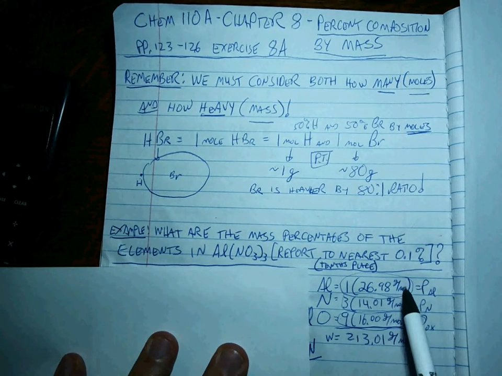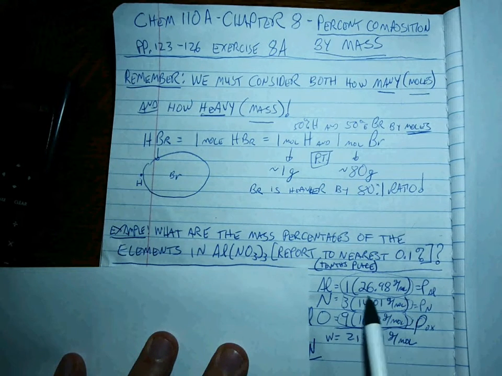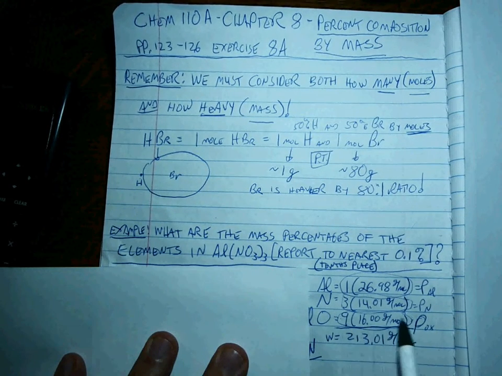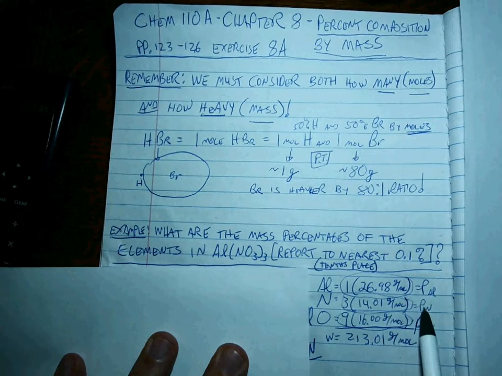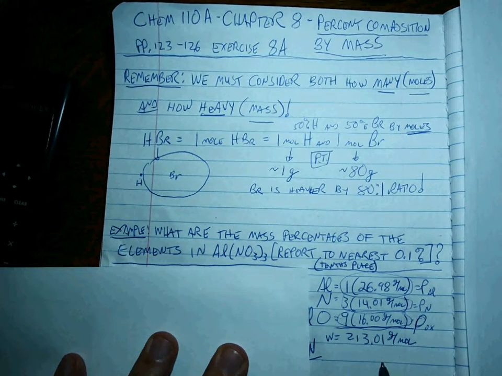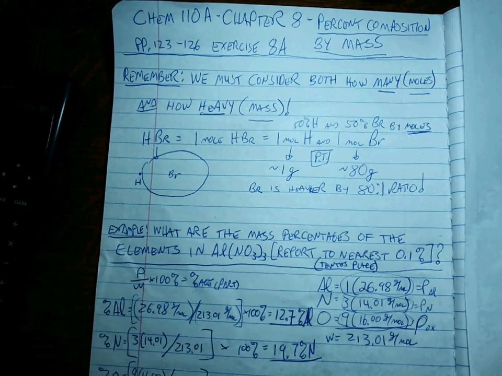This total is the contribution that aluminum makes to the whole. 3 times 14.01 is the contribution that nitrogen makes towards the whole, and 9 times 16 is the contribution that the oxygen makes to the whole. These are the parts for aluminum, nitrogen, and oxygen. So the way you go through the rest of the problem is pretty simple.